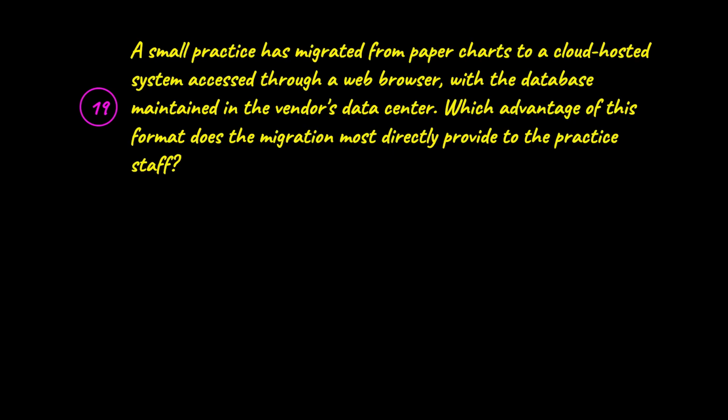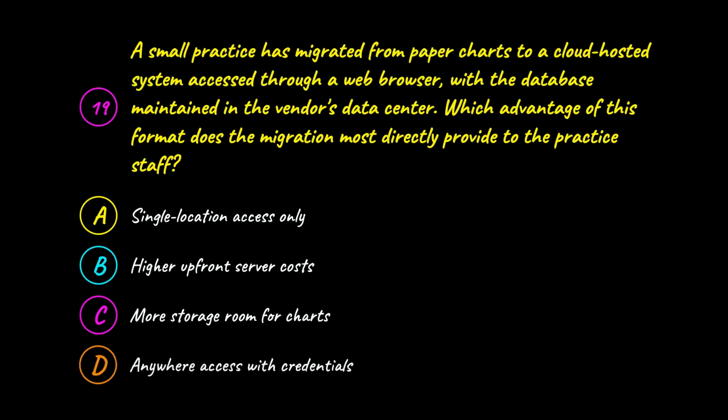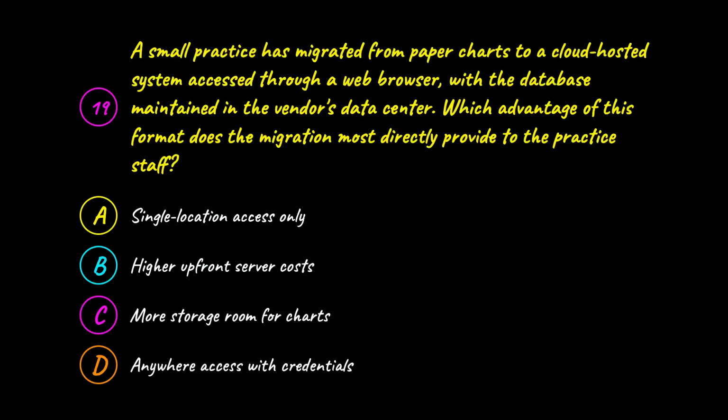Your options are: A. Single location access only. B. Higher upfront server costs. C. More storage room for charts. D. Anywhere access with credentials. Before I reveal it, which one do you think is right?